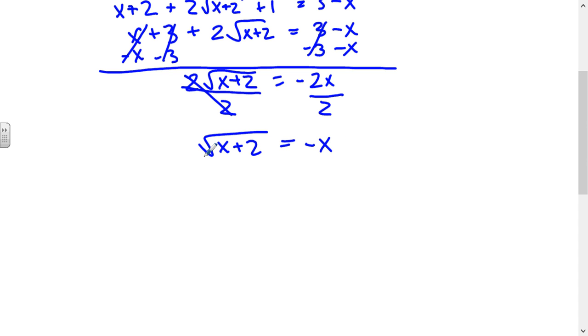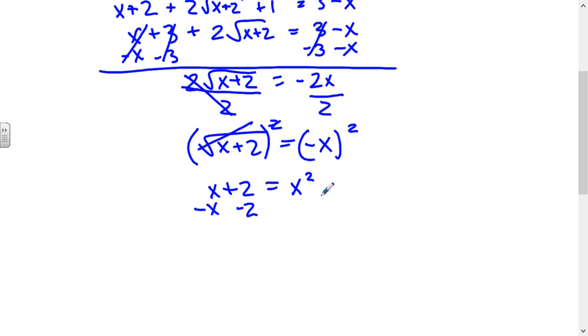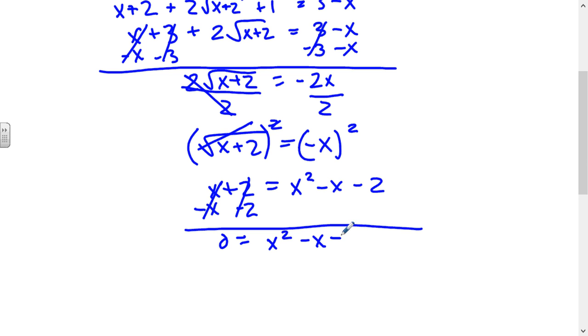So then, to cancel out the radical, I have to square both sides. So the square and the square root cancel out, and I just get x plus 2. And then negative x times negative x would be positive x squared. And again, because I have an x squared involved, I want to try to get everything to one side and make it equal 0 so that I can factor. So I'm going to bring everything over to this side. So I'm going to subtract x and subtract 2 over to that side. That way the x squared is positive. So then I get 0 equals x squared minus x minus 2.